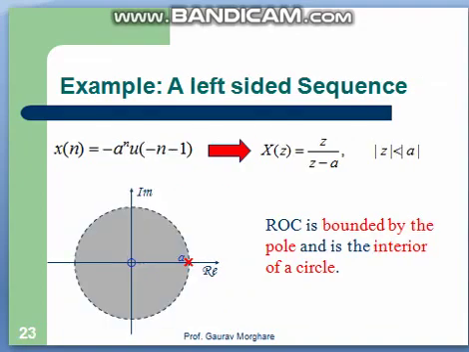Again, we also know that for the left hand side sequence minus a to the power n u[minus n minus 1], the Z transform will be the same, z upon z minus a. But the ROC here is mod of z is lesser than a. So here we are seeing that the region lesser than a, that means the circle having the value lesser than a, is shaded.